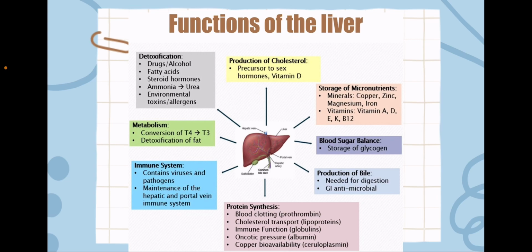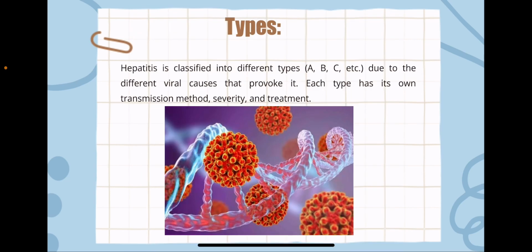Now, there are several types of hepatitis, classified into different types of letters, such as A, B, C, D, and E. Now, due to the different viral causes that provoke it, each one has its different transmission method, severity, and treatment. Let's dive into each and every one of these.